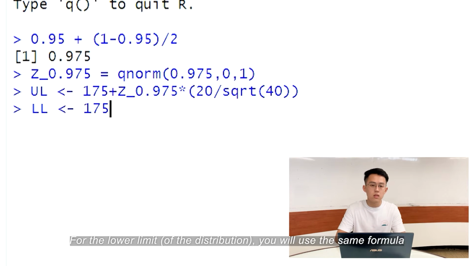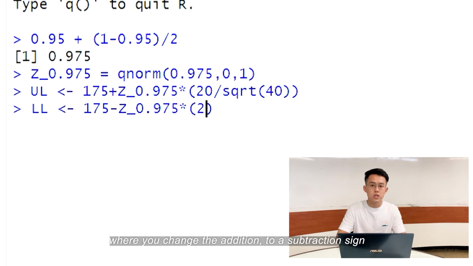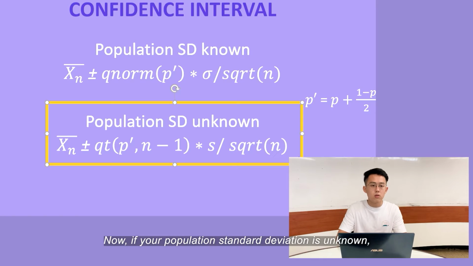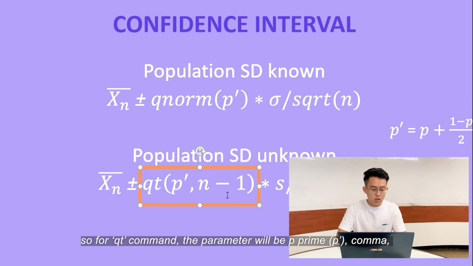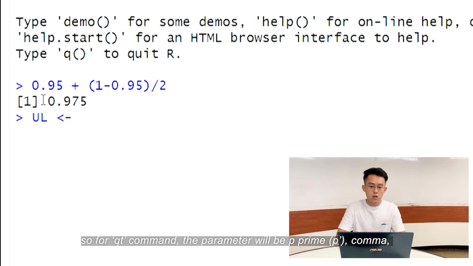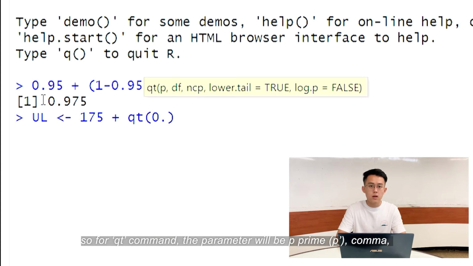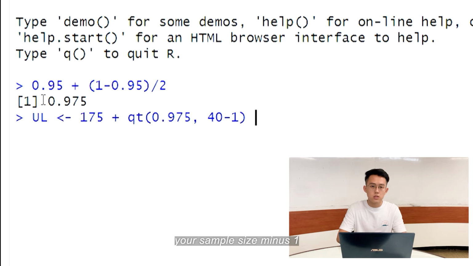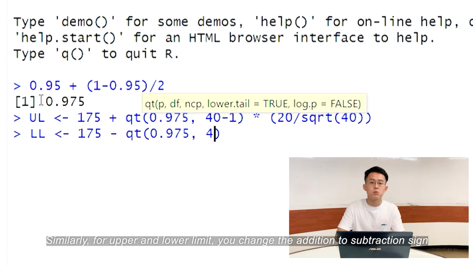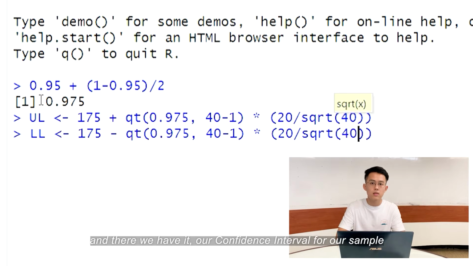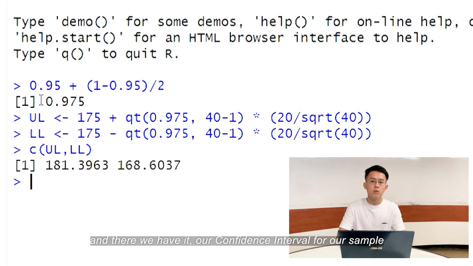So for the lower limit, you use the same formula where you change the addition to a subtraction sign. Now, if your population standard deviation is unknown, you'll employ the qt command instead, which was also taught previously. So for the qt command, the parameters will be p prime, comma, your sample size minus 1. Similarly, for upper and lower limit, you change your addition to a subtraction sign. And there we have it, our confidence interval for our sample.